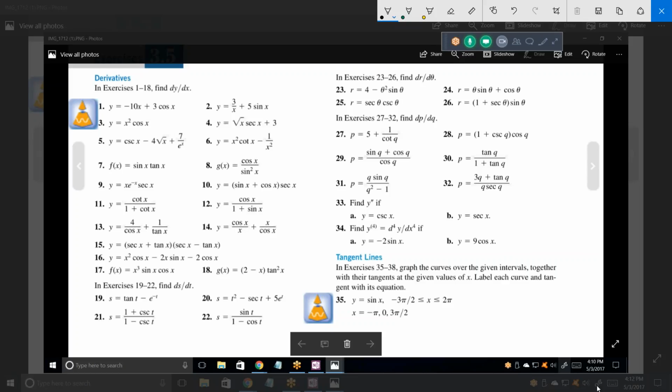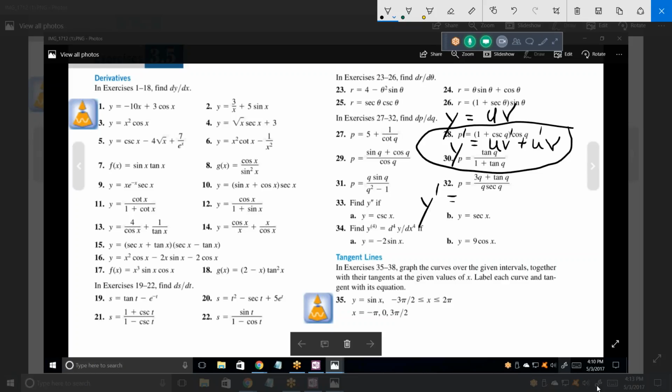So if, first of all, over here on the right, if y equals two functions multiplied together, then y prime equals u v prime plus u prime v. You can do those in either order. So here we have two functions multiplied together, x squared times cosine x. So let's just go through it. What's y prime?